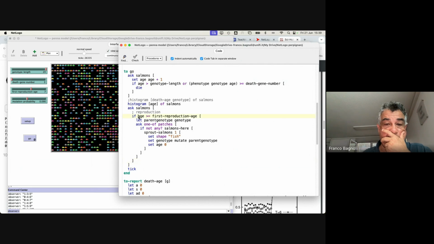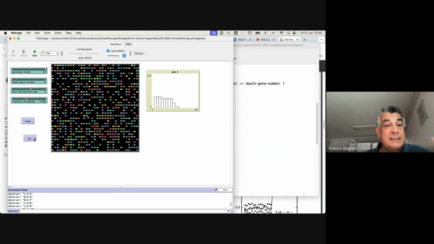If age greater or equal to first reproduction age, yes, probably. Actually, one is out of here because they start at age 0. Then, when they arrive here, they have age 1, so it is okay. Because they are okay. This is good. But okay, in any case.